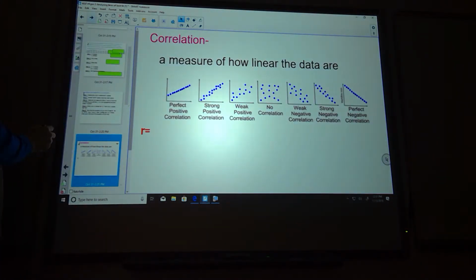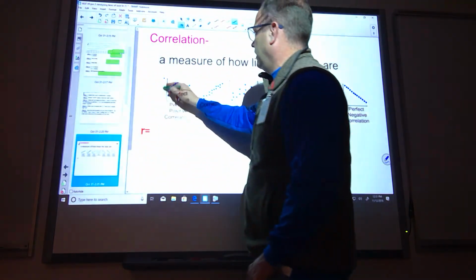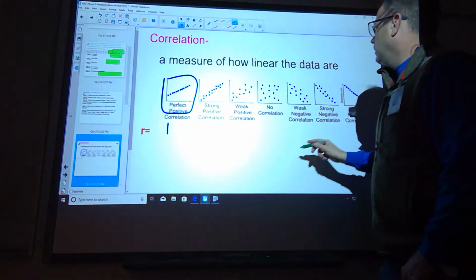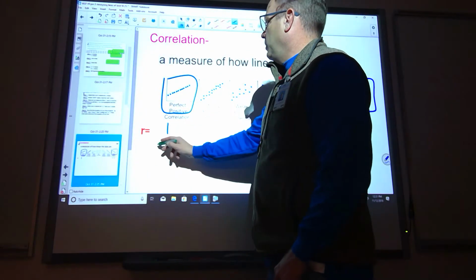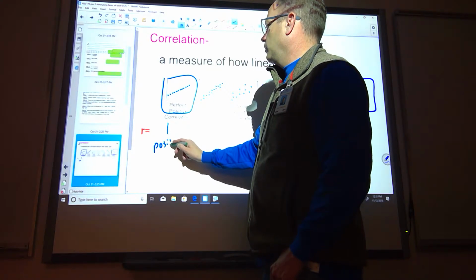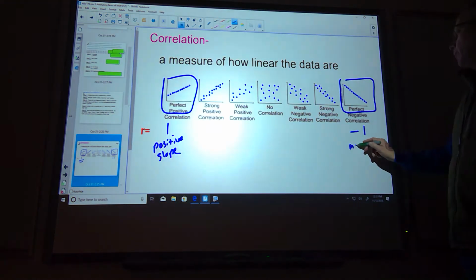All right. So we have some correlations here that are great. I'm going to say that this has a correlation of 1. This has a correlation of -1. So a correlation of 1 means I have a really good line of best fit and I have a positive slope. A correlation of -1 means I have really good data that fits on my line and I have a negative slope. That's all it means. So this means I have a positive slope. This means I have a negative slope.